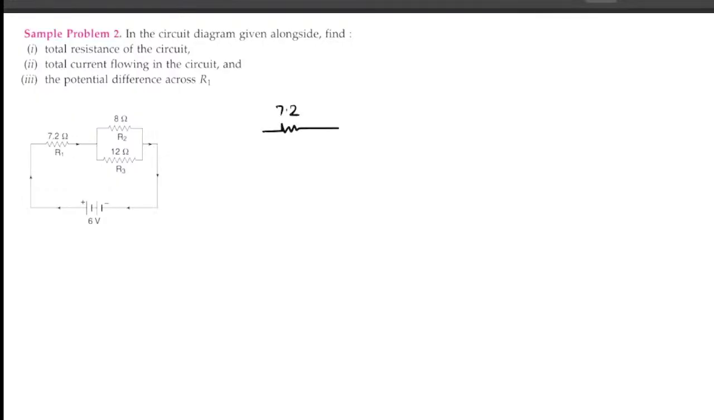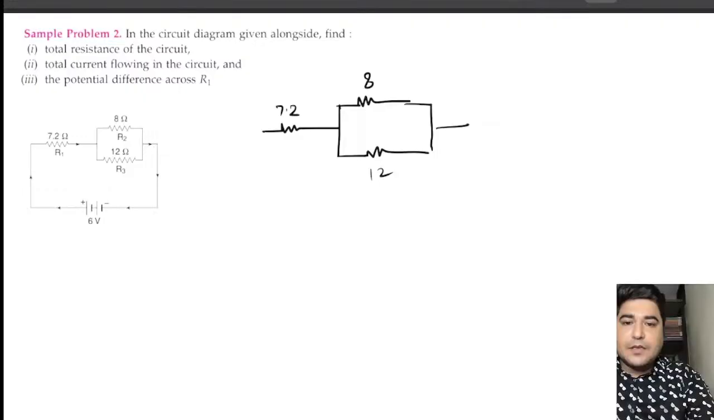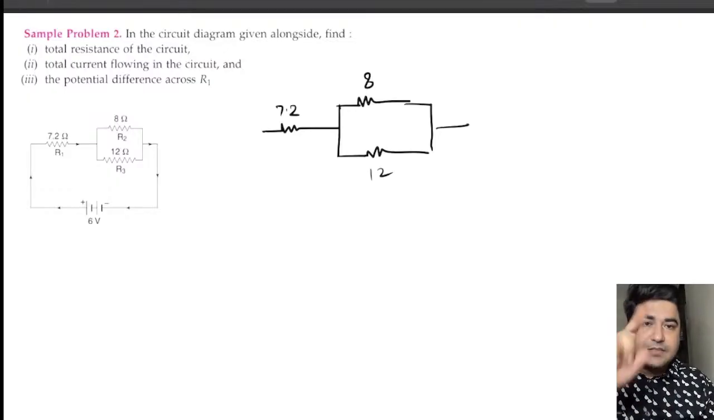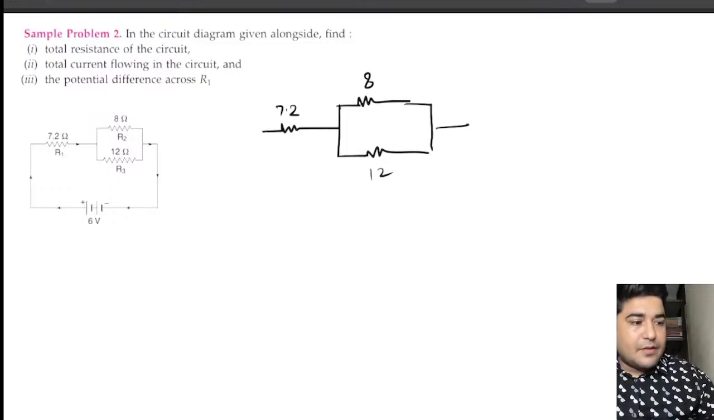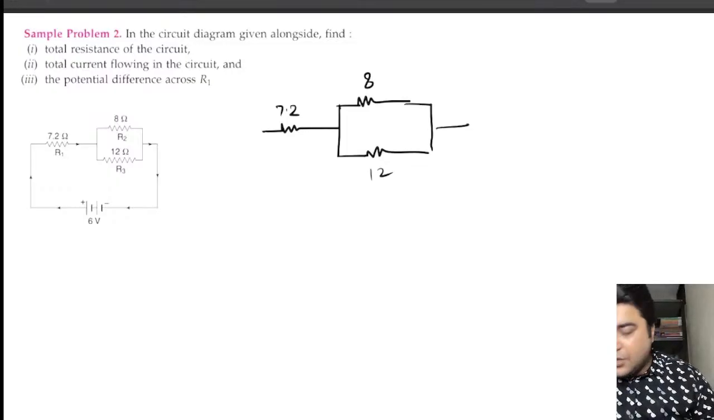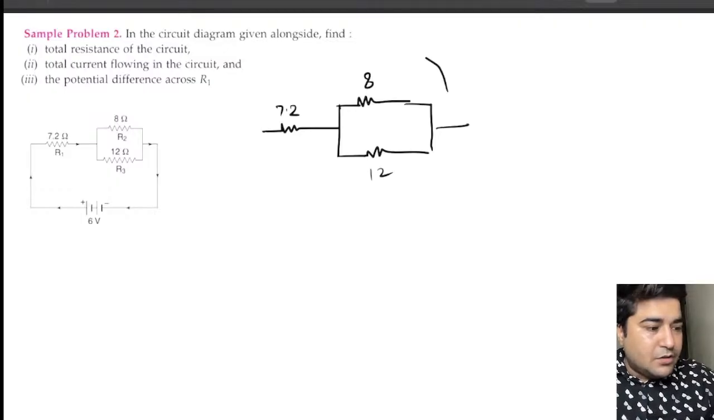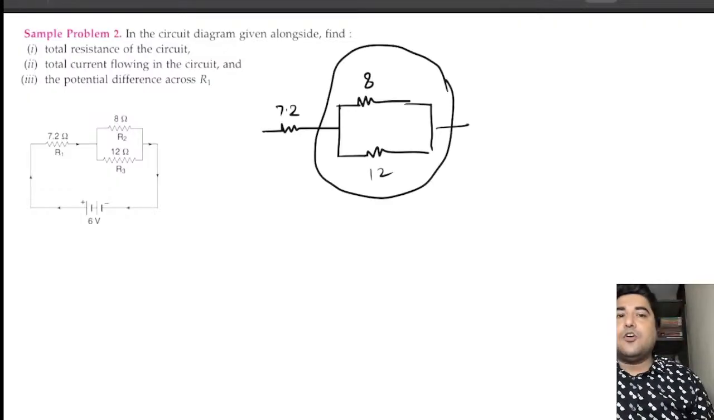This is 7.2 and this is 8 and this is 12. So our target is very simple. Let us first of all understand how we are going to simplify this. Madhu, this value is also incorrect. So beta, what can we do? First of all, let us solve the value of this parallel combination.